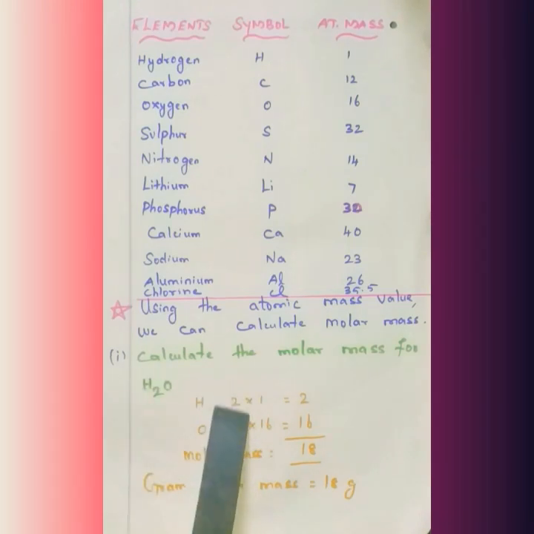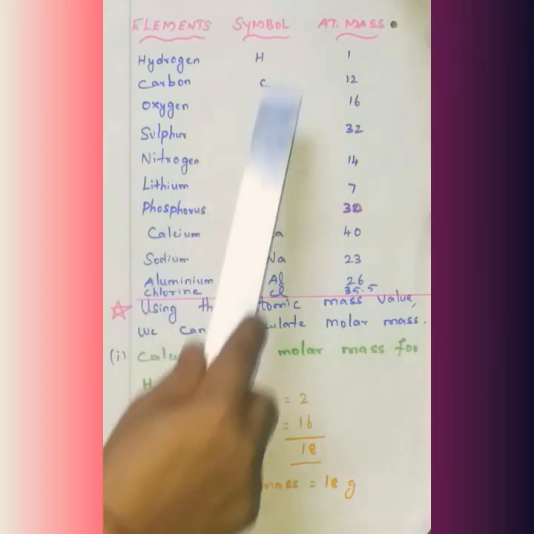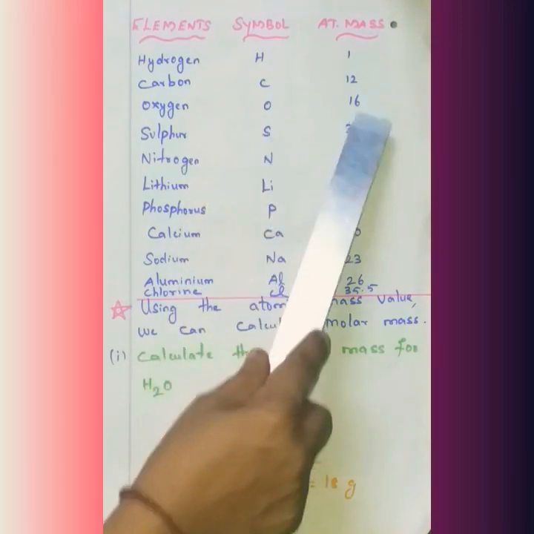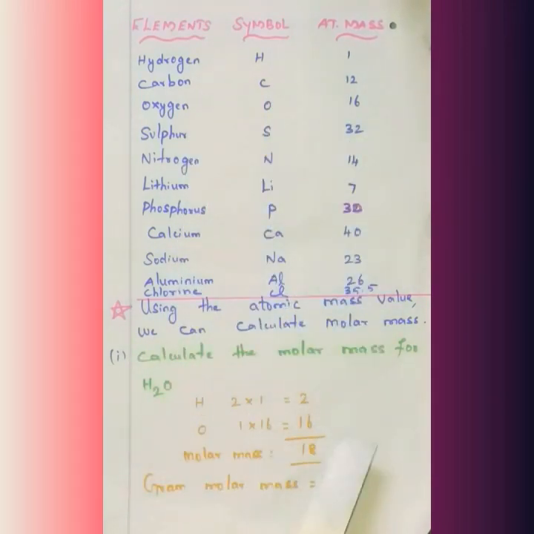Then multiply with their atomic mass. Hydrogen atomic mass is 1 and oxygen atomic mass is 16. So I multiplied, and totally we add to get 18. So the gram molar mass of water is equal to 18 gram. Such types of questions will be asked for 2 marks.